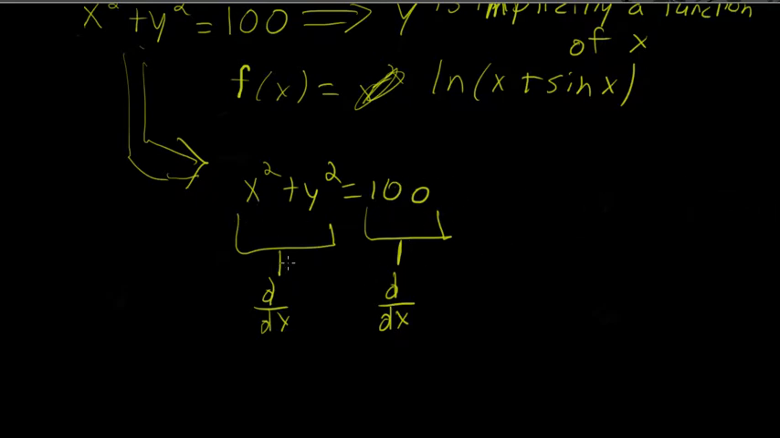So in this case, if we wanted to find the derivative of the left side, the derivative of x squared is 2x, right? But now, remember, y is implicitly a function of x. So first, what's the derivative of y squared with respect to y? Well, that's 2y. But y is implicitly a function of x, so we have to use the chain rule here and multiply by dy dx. And on the right side, we just have a constant, so that's 0.